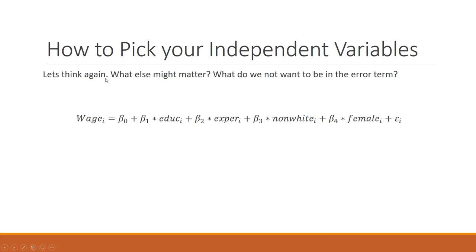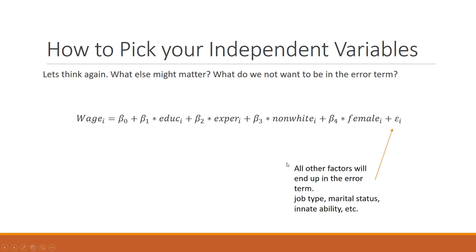All right, so let's think again. What else might matter? What do I not want in the error term? Well, okay, let's go ahead and include our non-white variable and our female variable. We're going to include those two. We think those might have an effect. Now, they might not be as important as education and experience, but we're going to include them because I think they might have an effect, and we don't want to leave out anything that's important. All right. Now, with that, all the other factors are in the error term: job type, marital status, innate ability, all those other kinds of factors.